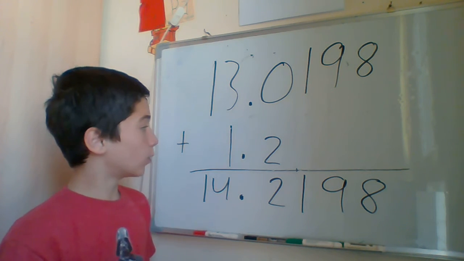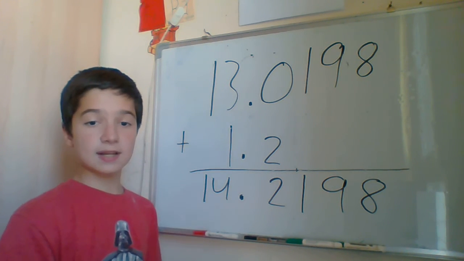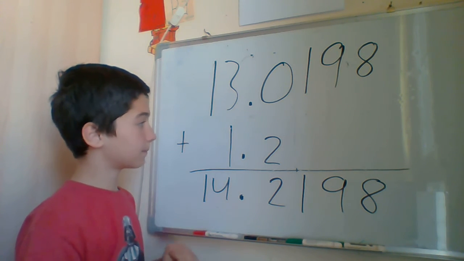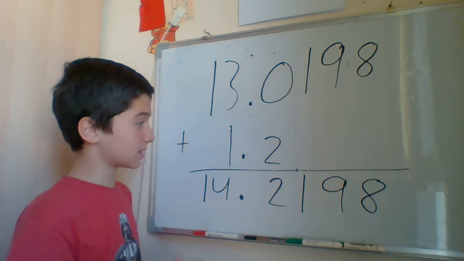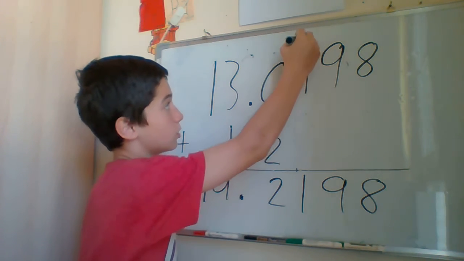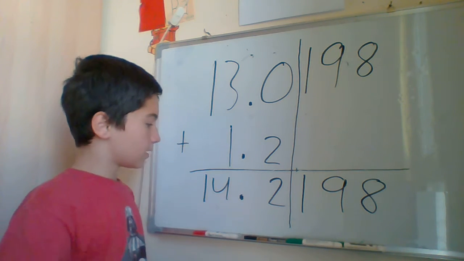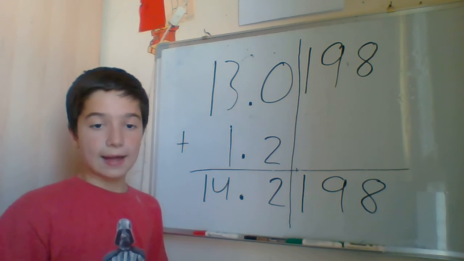Okay, so 1.2 is the number that has fewer decimal places. Okay? And the fewer decimal place is 2. So I'm going to draw a line here. Okay? And we're going to look.